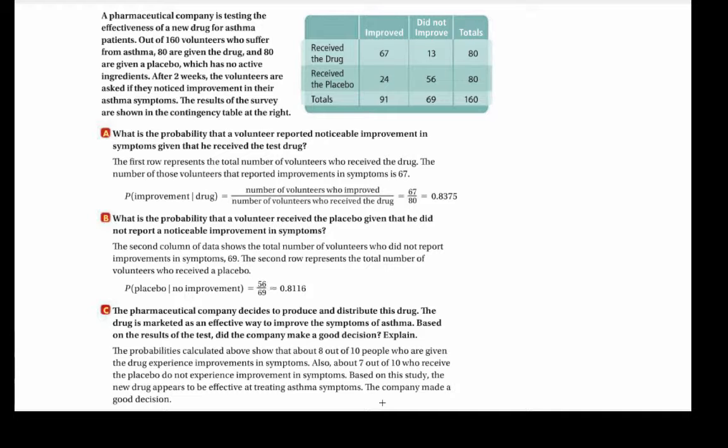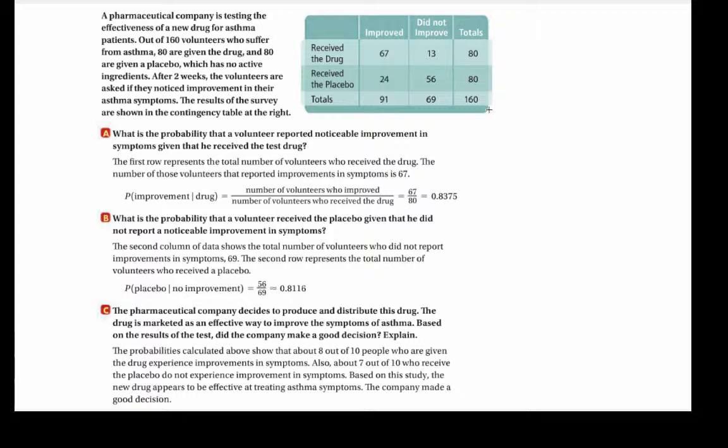So remember, a contingency table over here to the right is basically a two-way frequency table. Okay, so we have an improved column, and we have a did not improve column, and we have a totals column. So received the drug, 67 improved, 13 did not, 80 total patients. People that received the placebo, 24 improved, 56 did not improve out of 80 total people. So in total, we had 91 people that improved, 69 people that did not improve, and 160 total in this test.